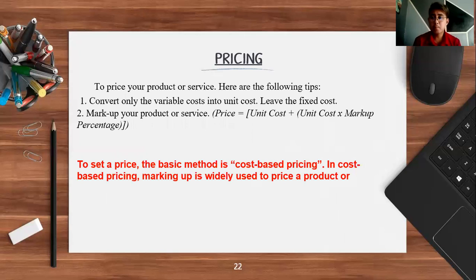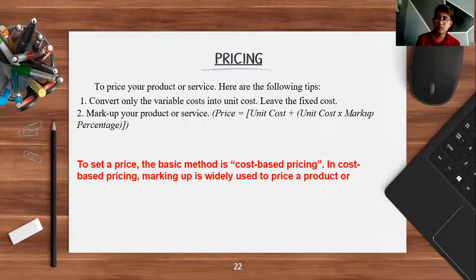So, we proceed to pricing. How do we price our products and services? So, why pricing is very important in every business. To price your product or service, here are the following tips. First, convert only the variable cost into unit cost. So leave the fixed cost. So you need to compute your variable cost into unit cost.